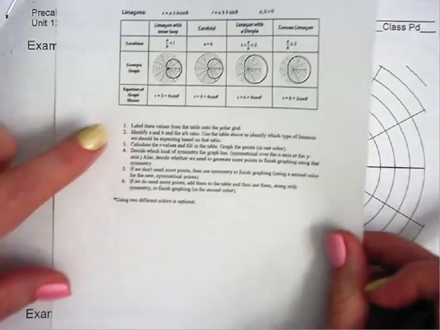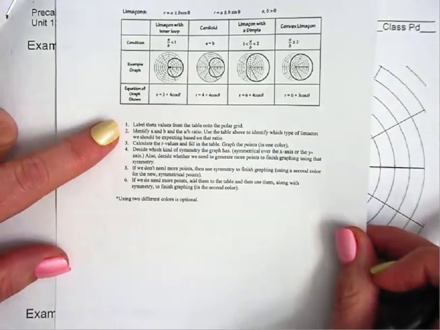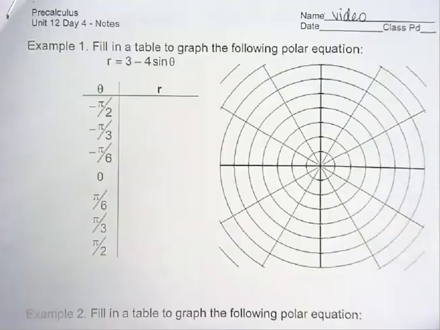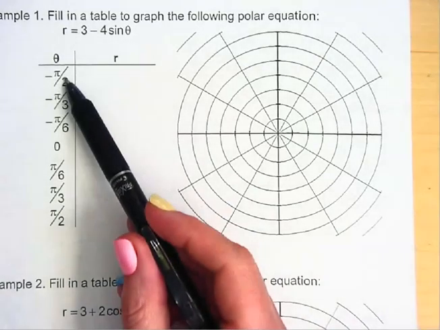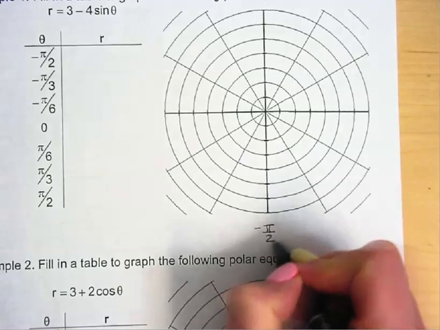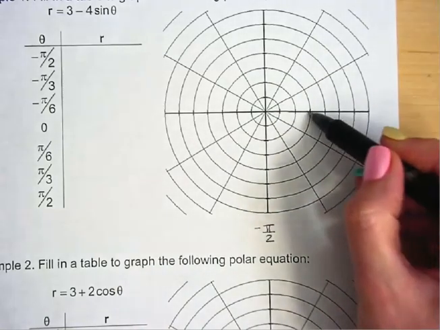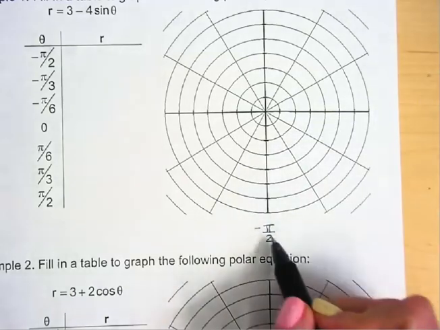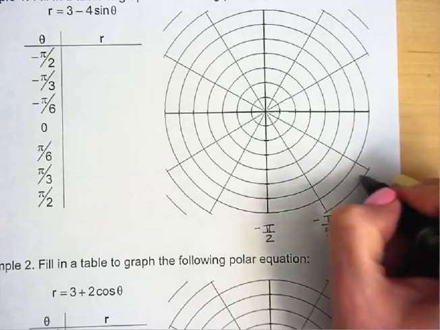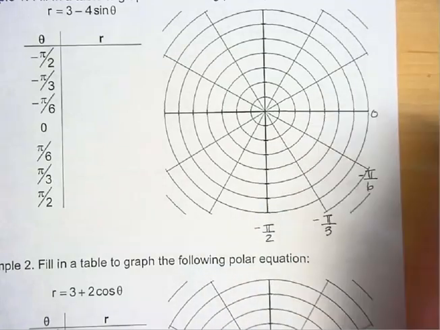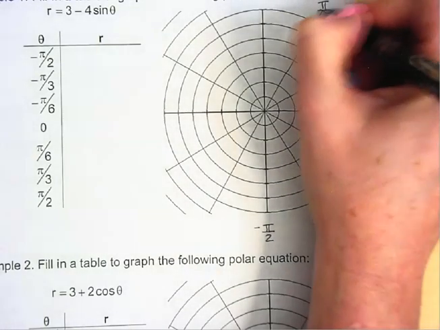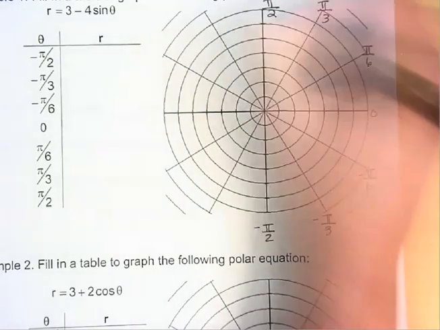The first step on here that I asked for you to do is to label theta values from the table onto the polar grid. So my negative angles are going to go here. This is negative pi over 2. Remember that negative angles start at the pole and they rotate clockwise this way. So negative pi over 2, negative pi over 3, negative pi over 6, 0, and then positive pi over 6, positive pi over 3, and then pi over 2.